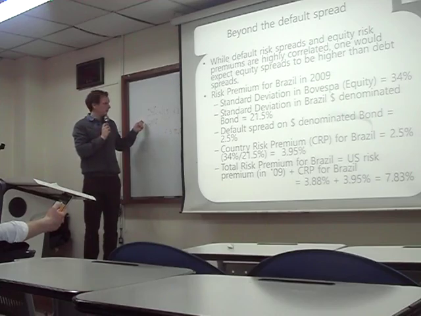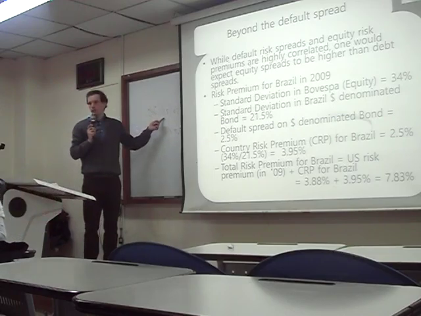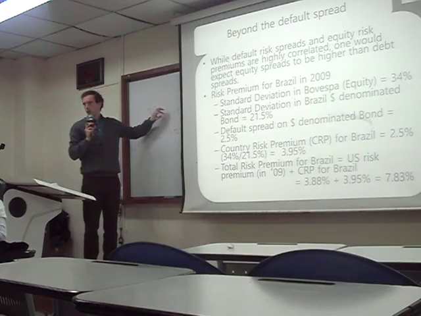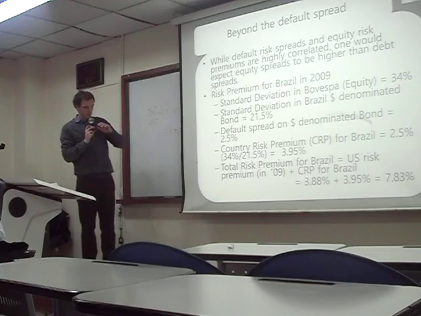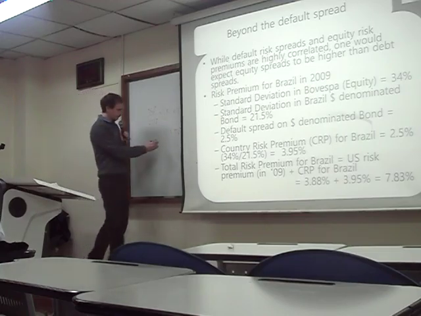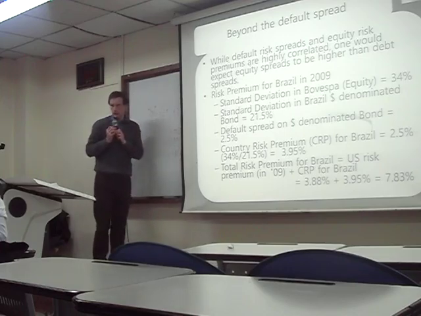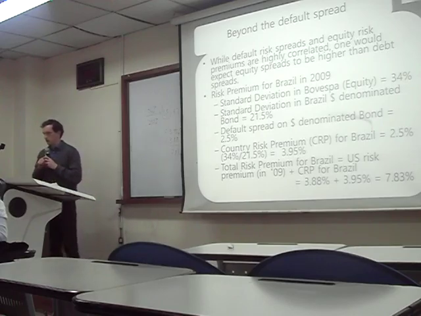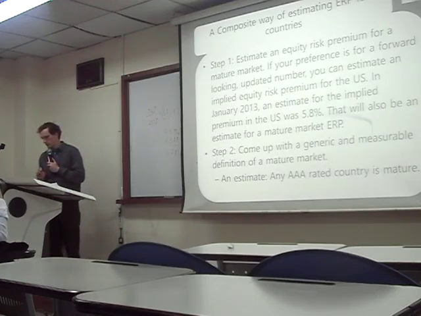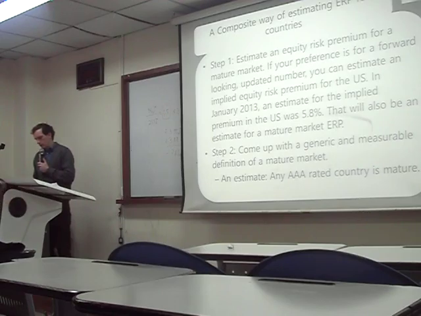I didn't write the ratio here, but this is about 3 over 2, which is about 1.5. And we multiply this by the default spread for Brazil, and we're going to get 3.95%. So this is saying that we have this risk premium for bonds for Brazil, but the stock market is riskier than the bond market. How much riskier? 1.5 times riskier, 150% as risky. So we take our default spread for the bond, and we multiply by 1.5 to get another number, 3.95. And that is going to be the risk premium for the Brazilian stock market. Adding the risk premium for the US stock market, it is going to be equal to 7.83%. So this will be the risk premium for investing in the Brazilian stock index.